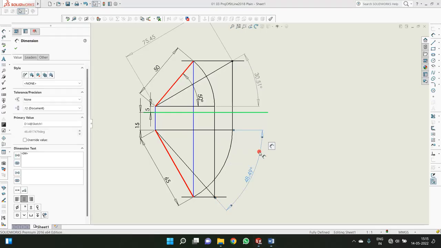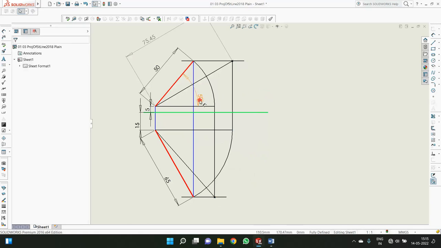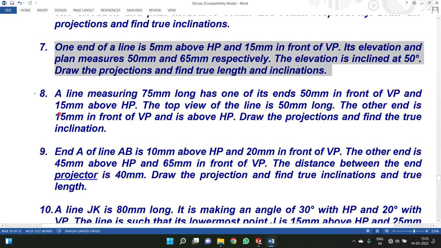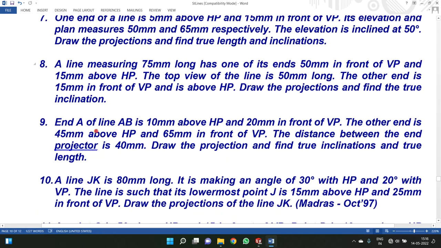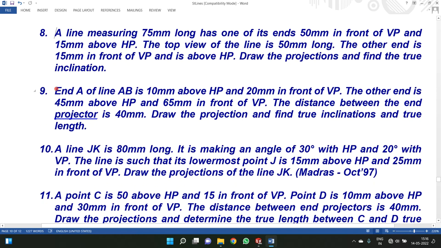Okay, maybe finally we'll solve one more problem in this video. Or maybe the ninth problem we'll see. It's the distance between end projectors. One end 10 above, 20 in front, other end 45 above, 65 in front. The distance between end projectors is 40.